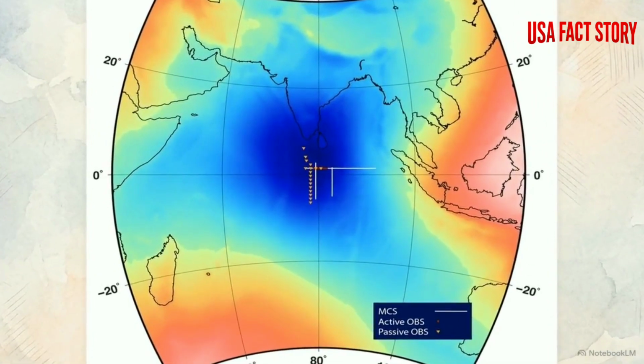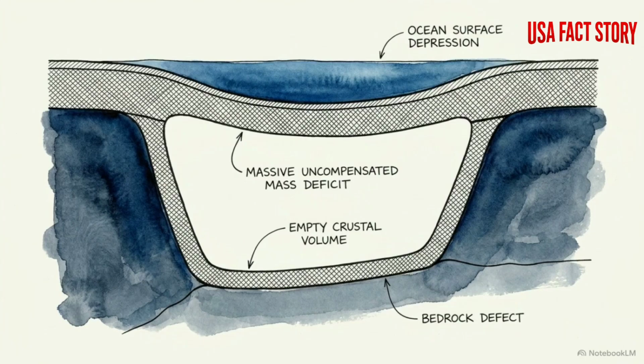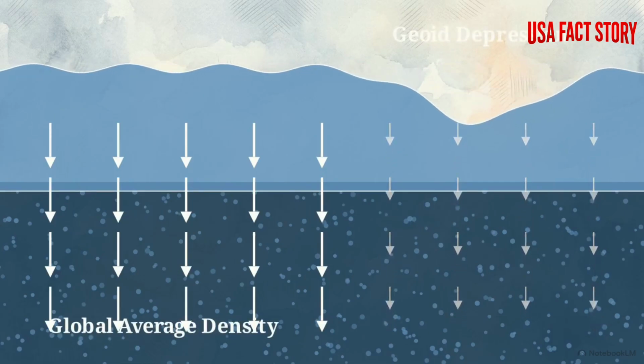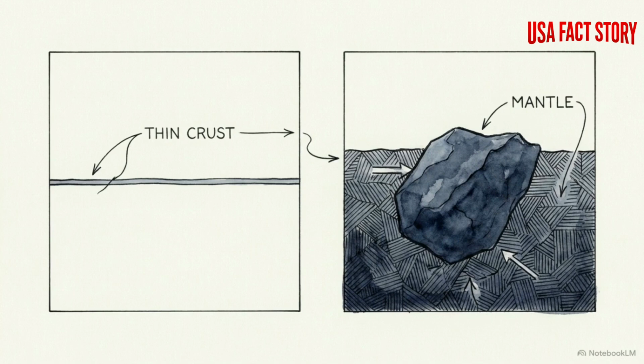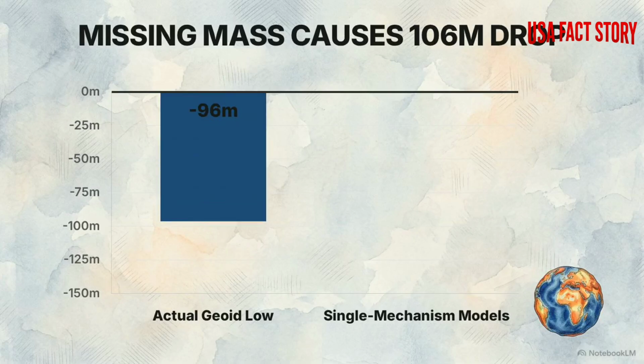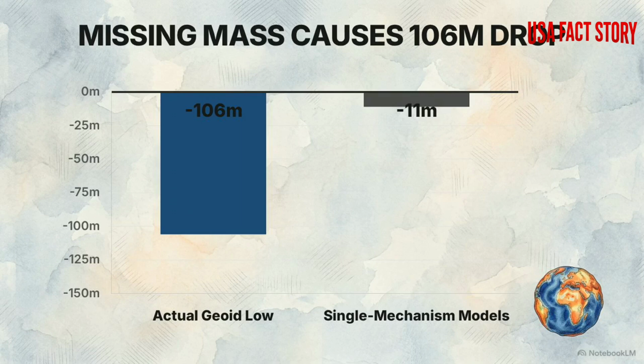This Indian Ocean Geoid Low covers over 3 million square kilometers, a footprint roughly the size of the Indian subcontinent. A surface dip of this magnitude mathematically dictates a massive, uncompensated mass deficit in the subsurface. The local gravitational pull here is measurably weaker, meaning there is significantly less physical matter beneath this patch of ocean than the global average. Historical models attempted to explain this void through isolated features, such as an unusually thin crust or a single slab graveyard in the mantle.